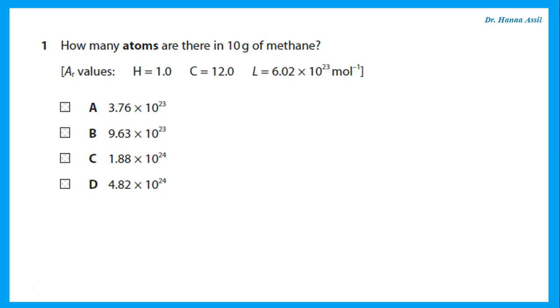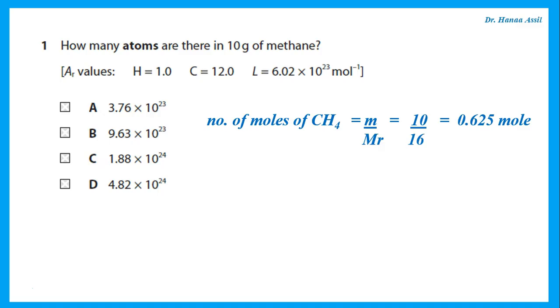The first question says, how many atoms are there in 10 grams of methane? Okay, how do we get the number of atoms? We have to use Avogadro's constant. And in order to do that, we need to get the number of moles. So the first thing we need to do is the number of moles of methane, mass over the molecular mass of methane. That comes out to 0.625 mole. But this is the number of moles of molecules of methane.